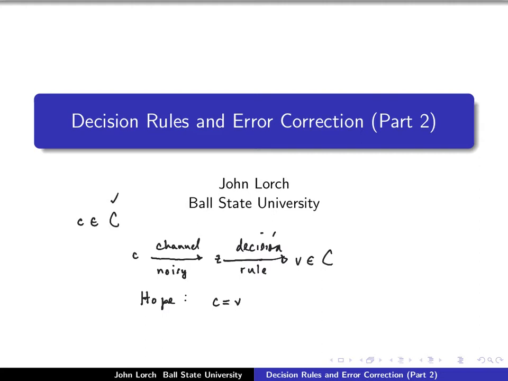Now, the decision rule that we apply, there are various types of things we could use. In the last video, we talked about a decision rule called the minimum distance rule, where we did the entirely sensible thing of taking this received string Z and looking for a code word V that is as close as possible to Z under the Hamming distance. Now, there are other types of decision rules we could use. We could guess. We could use a magic 8-ball. However, in this video, we're going to discuss a new type of decision rule that involves probability.